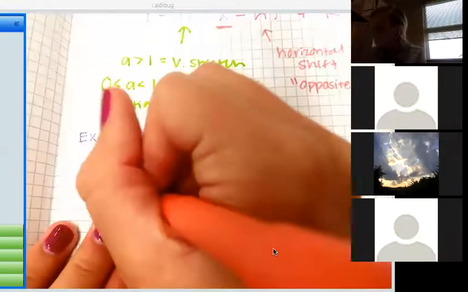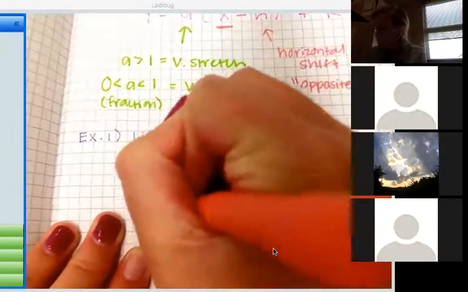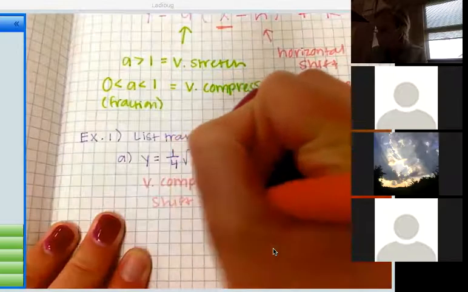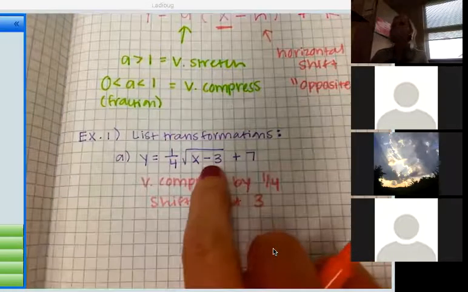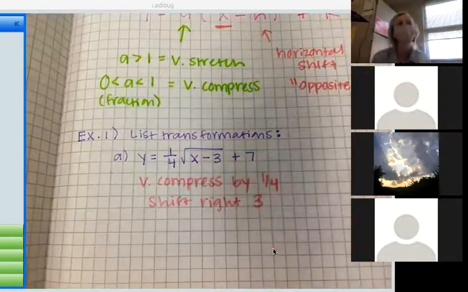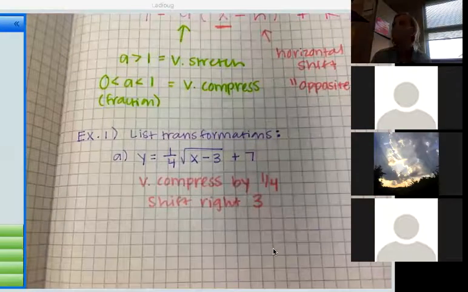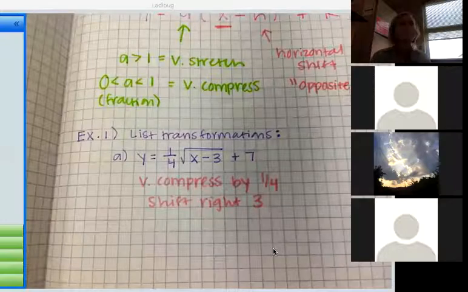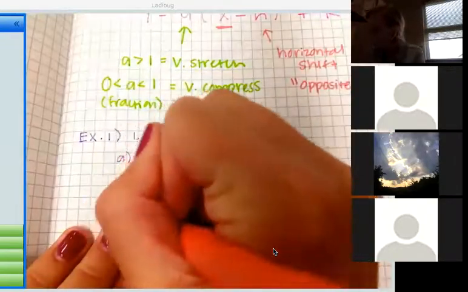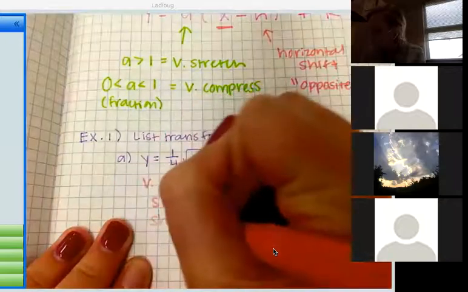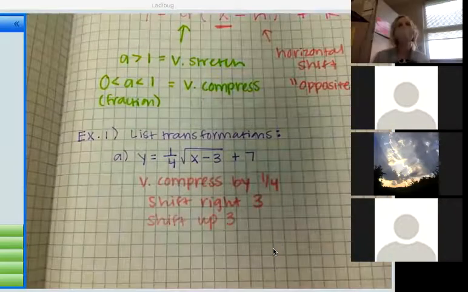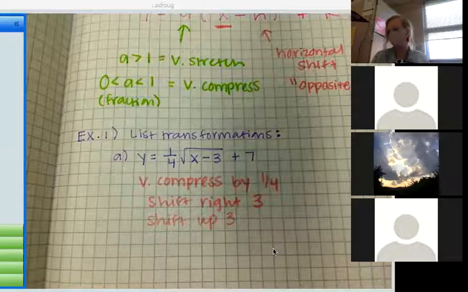Good. Right 3. You can literally say shift right 3. Remember, if it's inside with X, it does the opposite. Your X does the opposite. And? Yes, and we also shifted it up 3. Easy or hard? Cool. You got a whole section of this on your test.